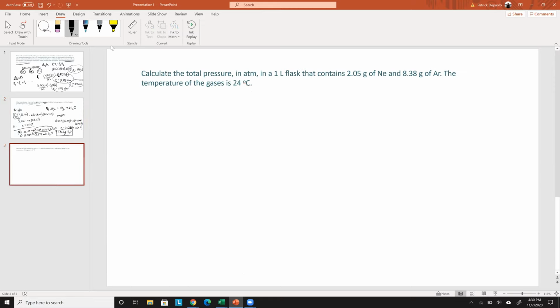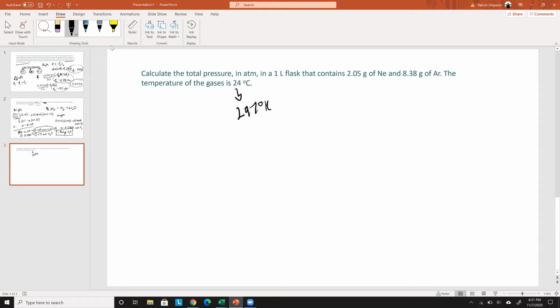Calculate the total pressure in ATM in a 1 liter flask that contains 2.05 grams of neon and 8.38 grams of argon. The temperature of the gases is 24 degrees Celsius. Let's immediately convert this to Kelvin, because all of our gas equations need Kelvin as our temperature. We can convert that by adding 273, and we get 297 degrees Kelvin.